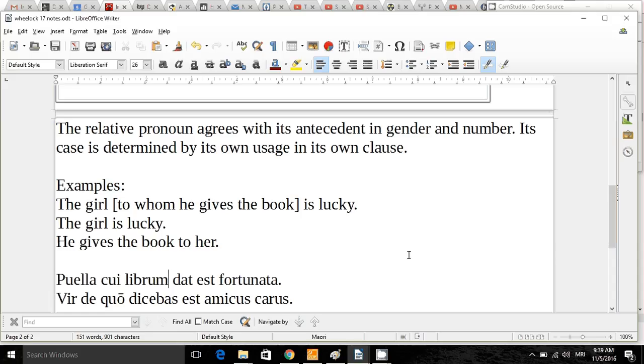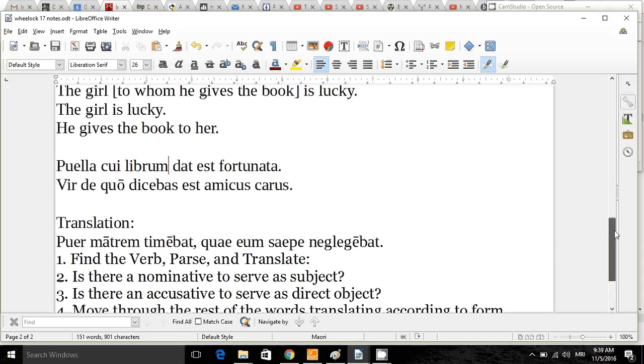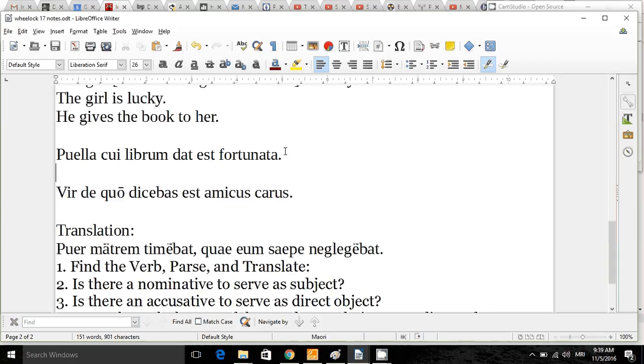Okay, so here's that sentence in Latin. Puella cui librum dat est fortunata. So, nominative puella, the girl. There's its verb, is. The girl is lucky, fortunata. But cui, the relative pronoun, dative, to whom. Where the dative indicates the indirect object, we translate it with to or for. The girl to whom he gives the book, librum dat. The girl to whom he gives the book is lucky.